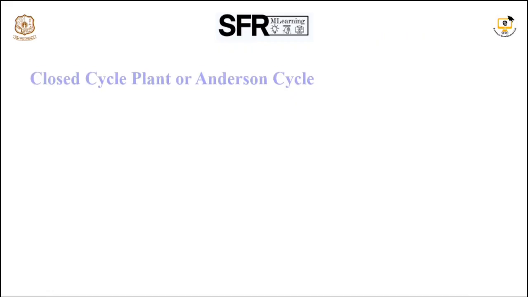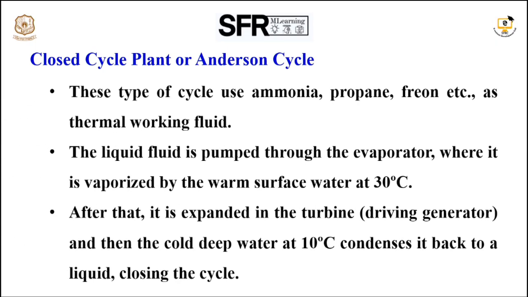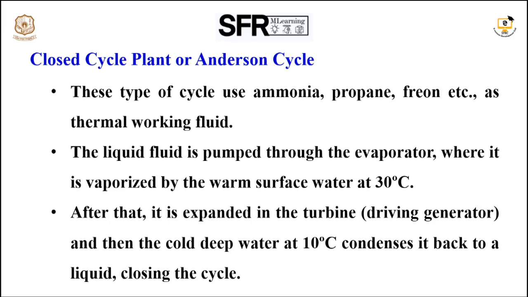And the next method is the closed cycle, which is also known as the Anderson cycle. Here are the basic fundamental ideas about the Anderson cycle. The difference between the open cycle and the closed cycle is that there we used only seawater. Here we use ammonia, propane, or other chemicals as the working fluid. And this is the block diagram for the closed cycle plant.